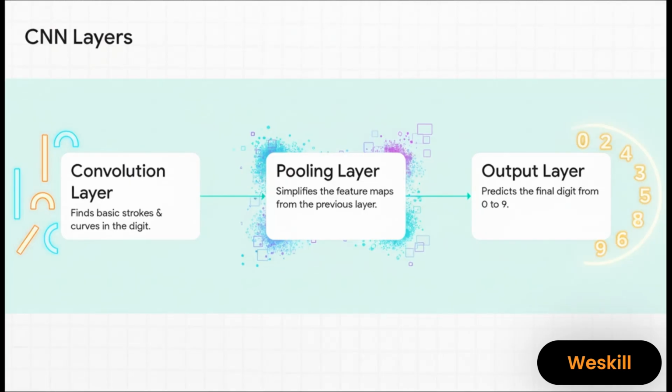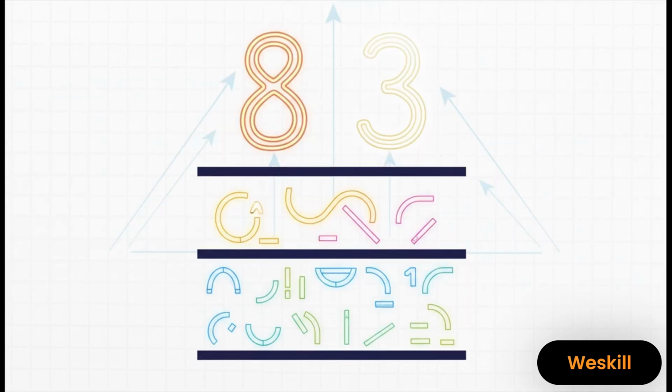So for this specific job, we build a custom CNN. Its first layers of convolution are trained to spot the basic building blocks of numbers. You know, the little strokes and curves. Then the pooling layers simplify those feature maps. And at the very end, the output layer has 10 possible answers, one for each digit, and it makes its final prediction. And here is the absolutely crucial part.